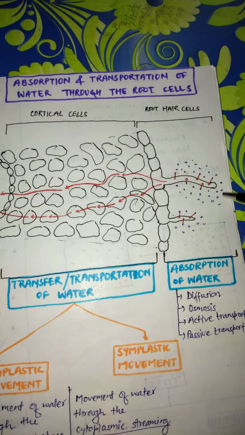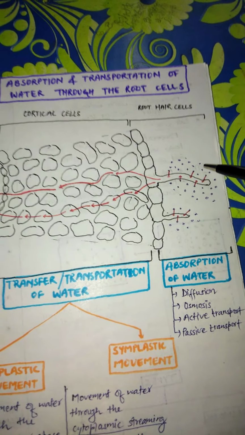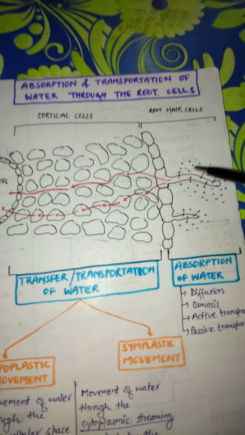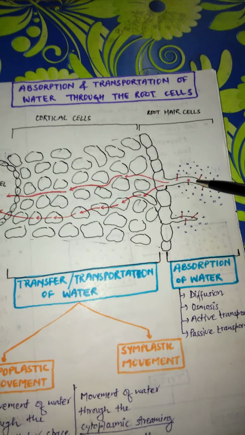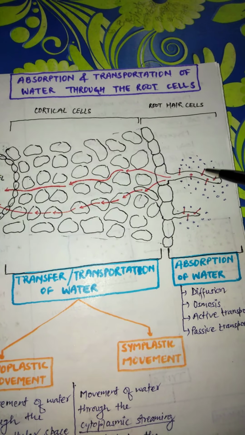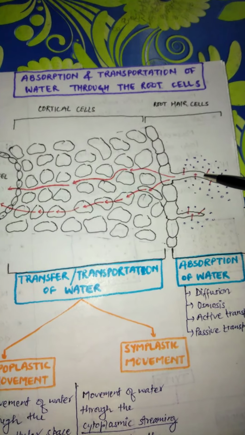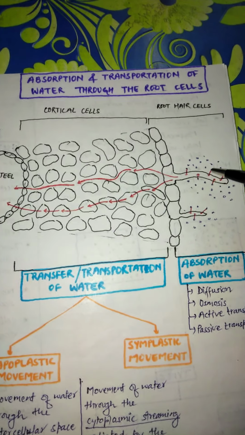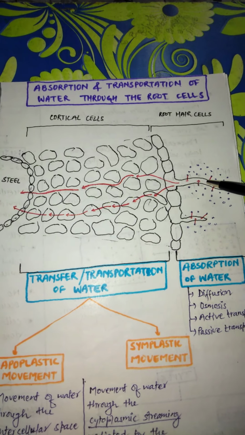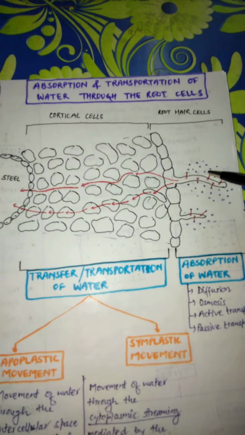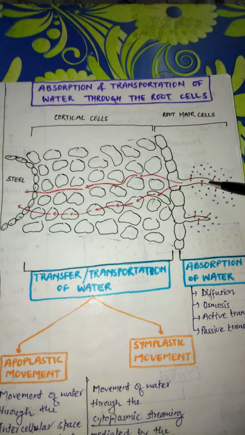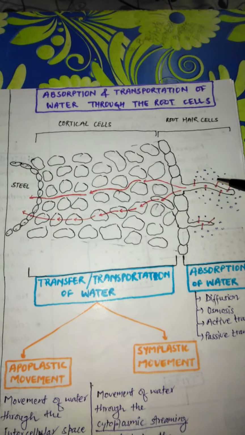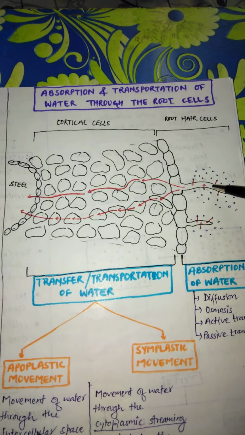Around these root hair cells, water accumulates, and this water is present in a hypotonic condition. All of you know that hypotonic means the water concentration will be maximum around this. So the water can move from the outside to the inside of the root hair cells, and this movement is based on the concentration gradient of water molecules between the outer and inner sides of the cells. This is the process of absorption of water through the root hair cells.